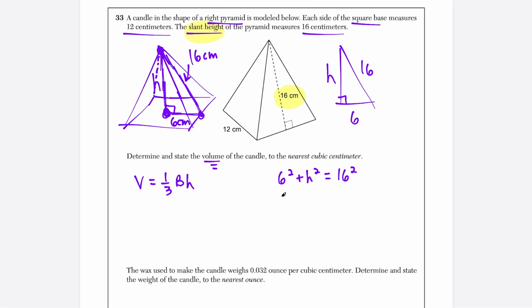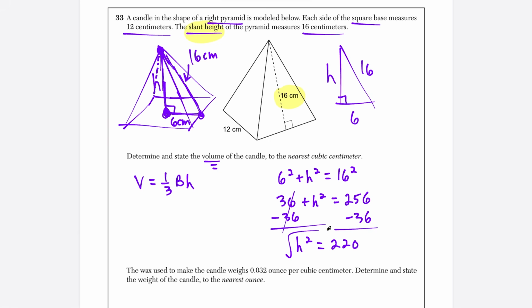And now from here, 6 times 6 is 36. We get plus H squared is equal to 16 times 16 is 256. And now we just solve for H. We're going to go minus 36 on both sides. And then from here, what we have is 36 minus 36 cancels. We have H squared equals, and if we do the subtraction here, we get 220.